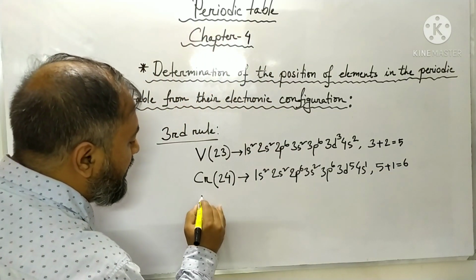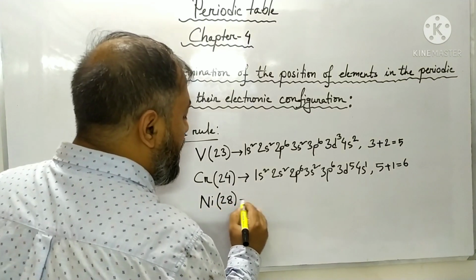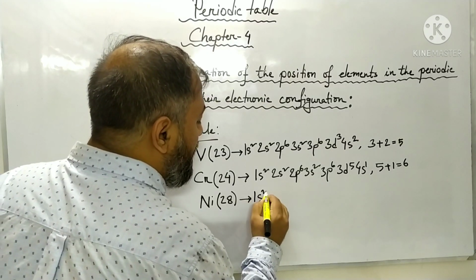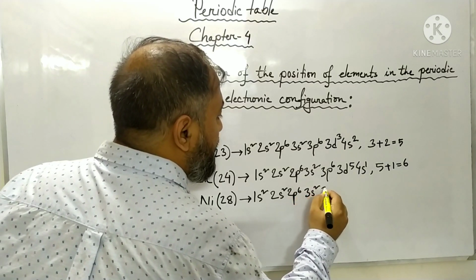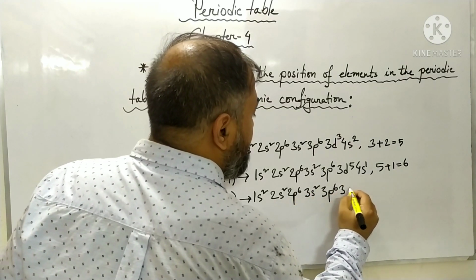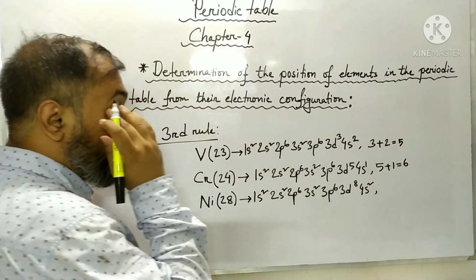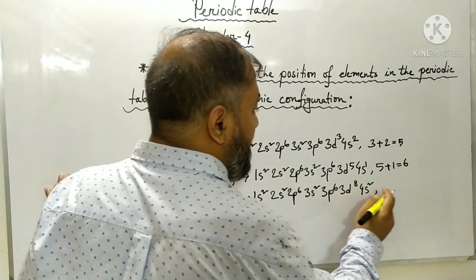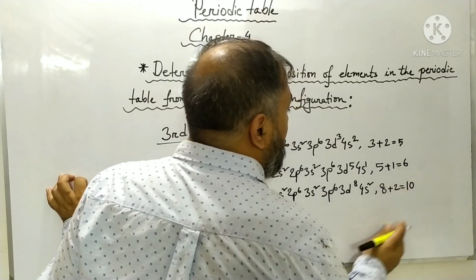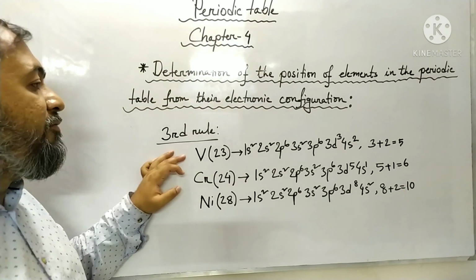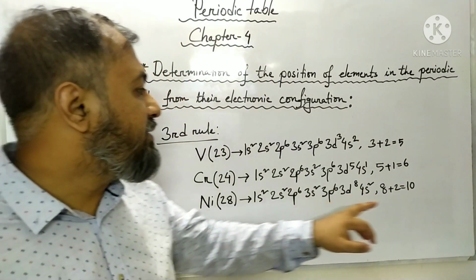Now come to the third one, nickel. The total number of electrons present in nickel is 28. So what is the electron distribution? 1s2, 2s2, 2p6, 3s2, 3p6, 3d8, 4s2. So the total number of electrons present in the 3d and s orbitals is 8 plus 2, that means 10. So the group number of vanadium is 5, chromium is 6, and nickel is 10.